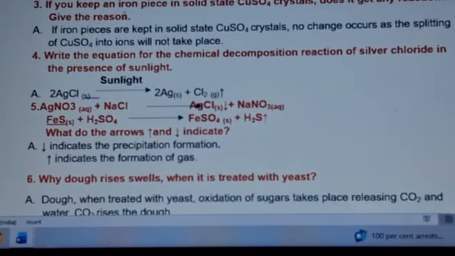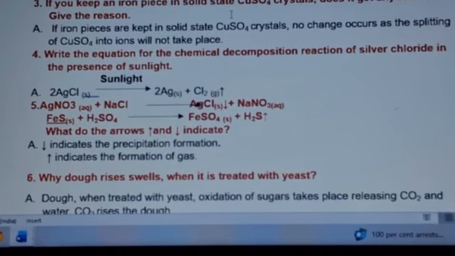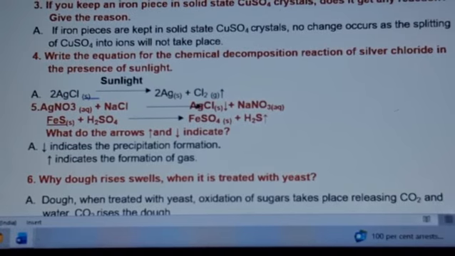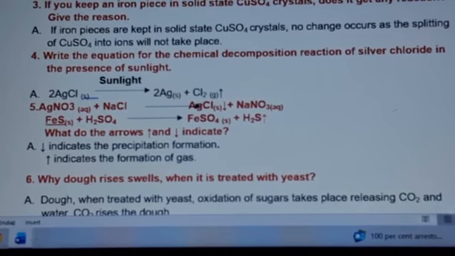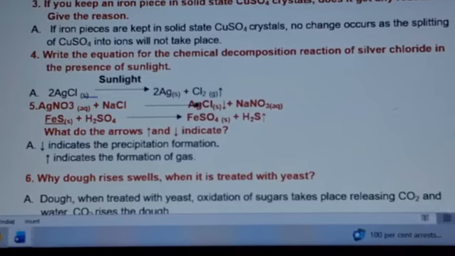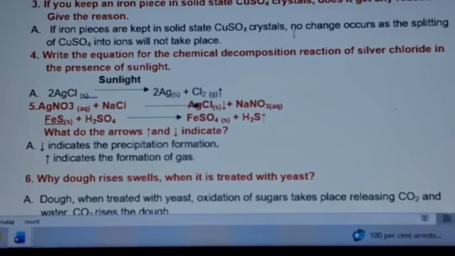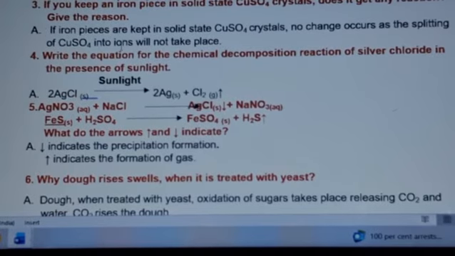Third question. If you keep an iron piece in solid state copper sulfate crystals. Copper sulfate light blue color solution is also available, but here it is taken in copper sulfate crystals, solid one. Does it get any reaction? Give reasons. If iron pieces are kept in solid state copper sulfate crystals, no change occurs as the splitting of copper sulfate into ions will not take place.